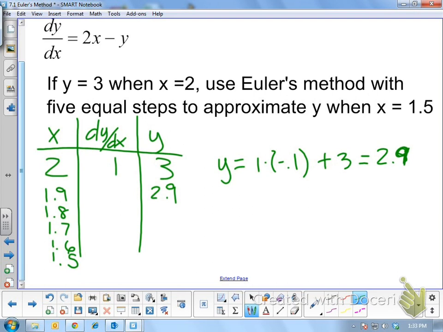We do the process again. So I need my new slope. My new slope would be, and we're using this new x value of 1.9. We don't just keep using 2 over and over. 0.9. Hopefully that's looking familiar. So 0.9 times negative 0.1 plus 2.9 is 2.81.